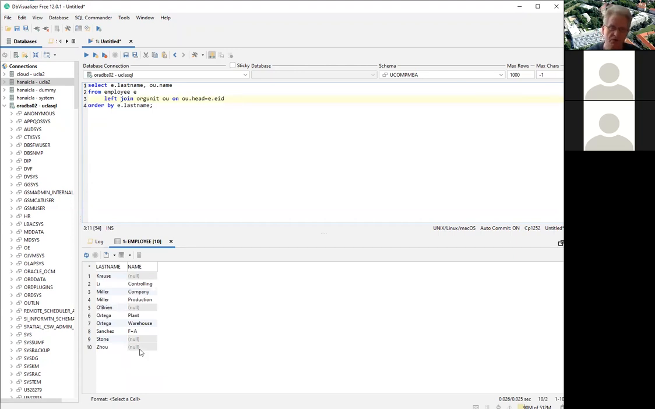And now, in order to figure out who are the non-heads, we combine it with an additional filtering, namely where. And now we take all where o.OUID is null. So let's do that. And here we are: Krause, O'Brien, Joe, and Stone. These are the non-heads.